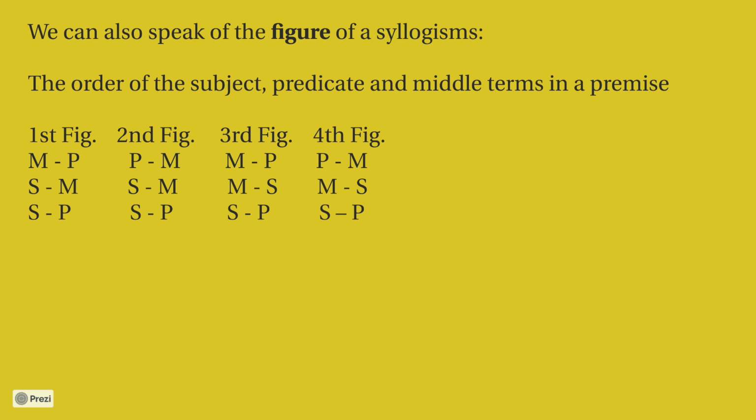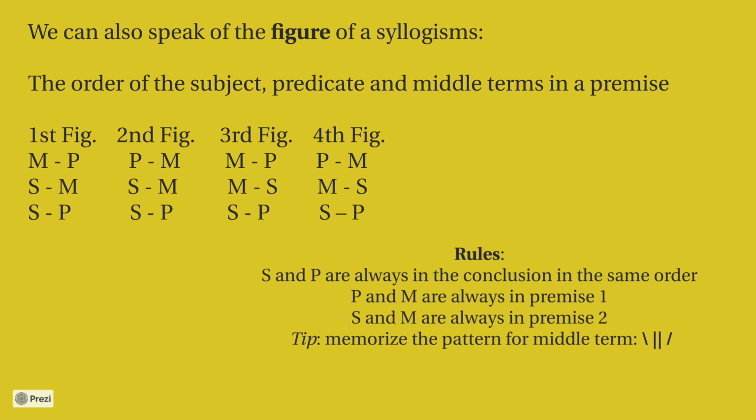A few things to note. These are considered the rules. S and P are always in the conclusion, and they are always presented in the same order. Subject first, then predicate. Second, note that the predicate and the middle term are always presented in premise one. Similarly, next, notice that the subject and the middle term are always presented in premise two.